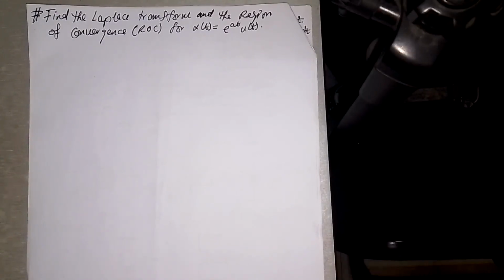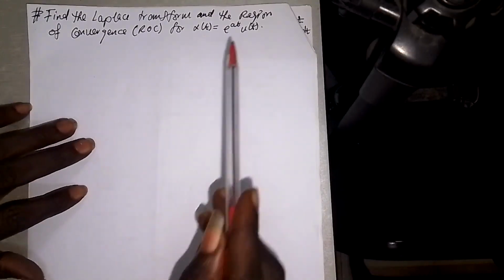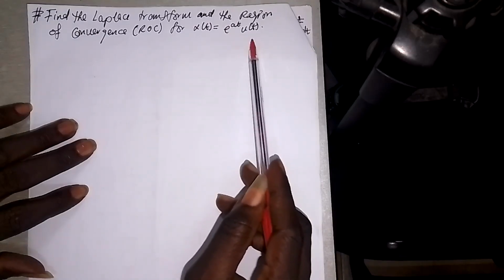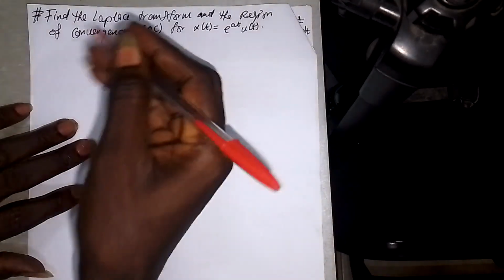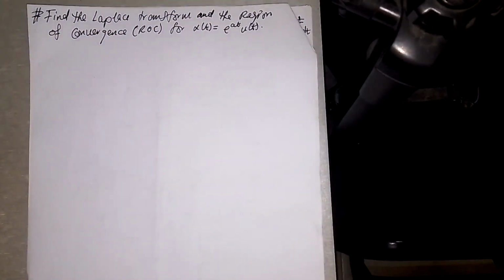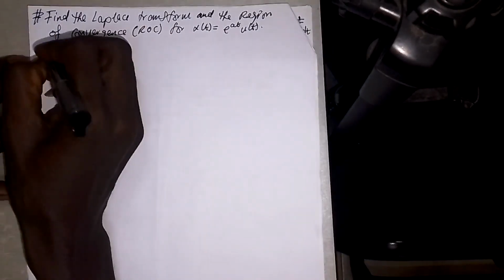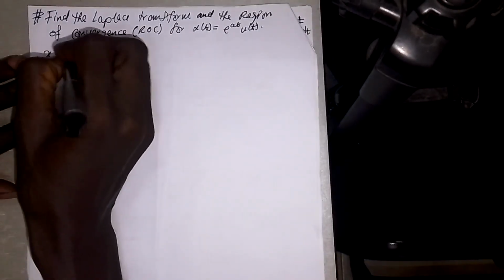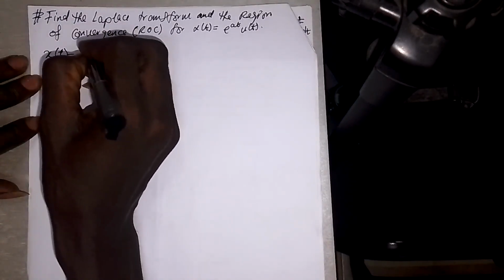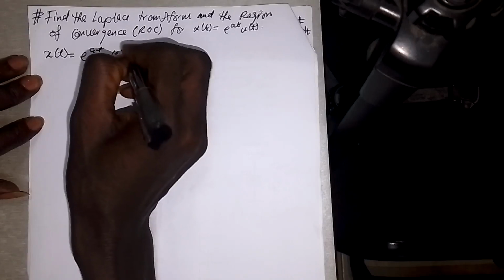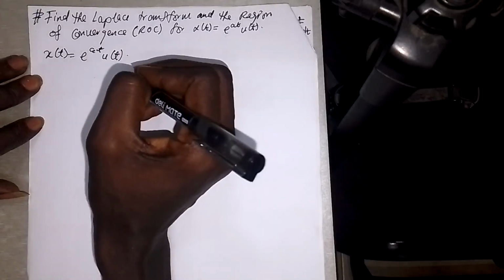This question is a signals and systems question, and we're supposed to find the Fourier transform for this signal. Alright, so here, this is what I can write for this particular signal. I can see that x of t is equal to e exponent at into u of t.